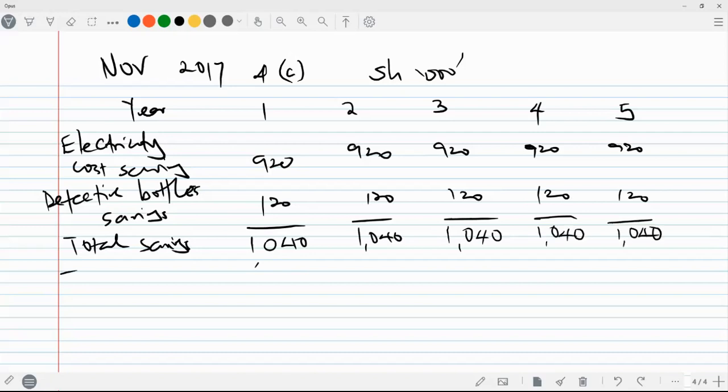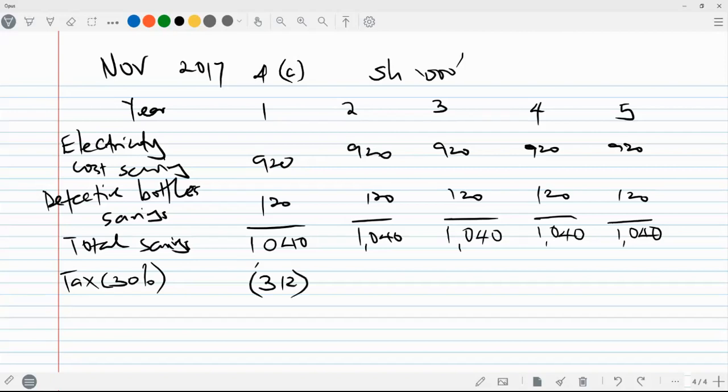Then you pay tax at 30%. And if we are told the tax rate but not when it's going to be paid, we of course make an assumption that the tax is paid in the same year. Therefore, 30% of 1040, what do you get? 312. You get 312.